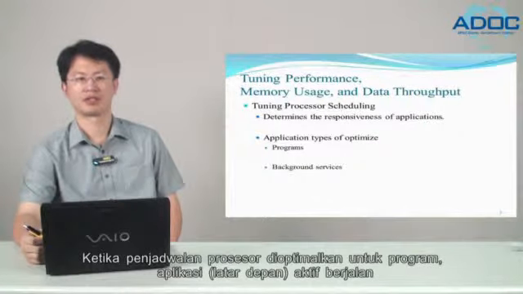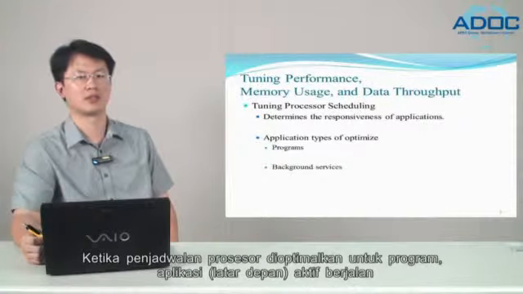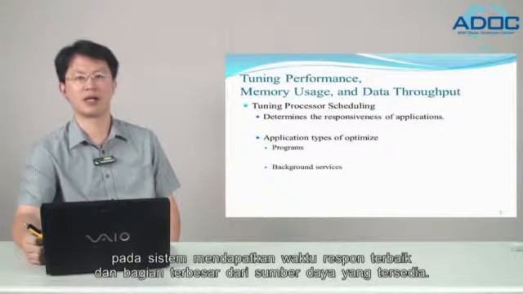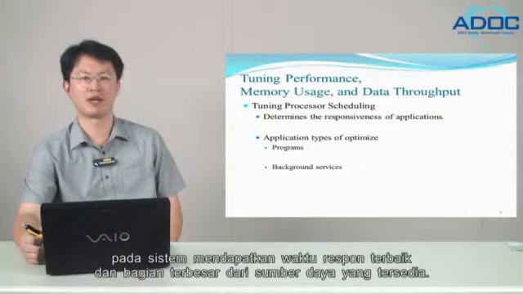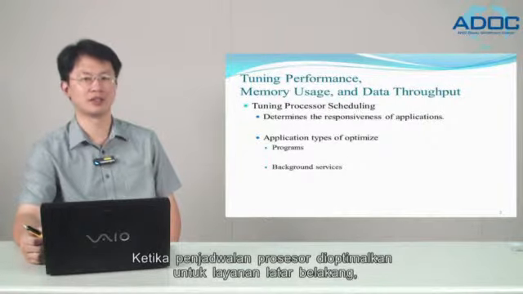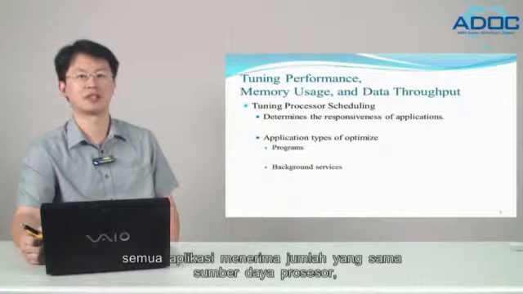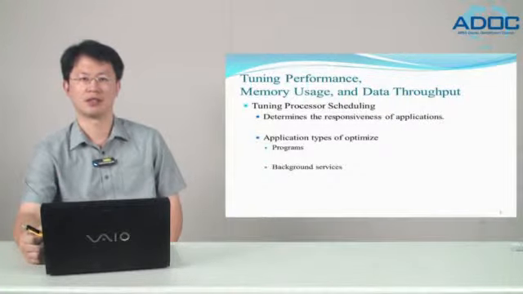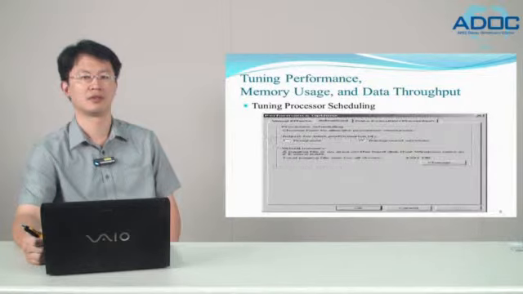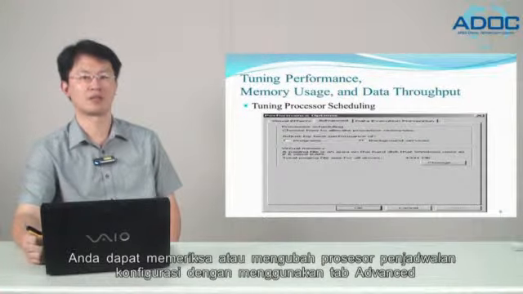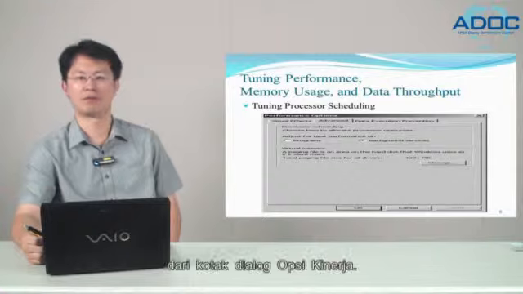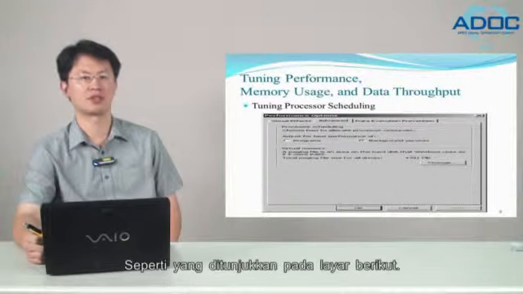Programs. When processor scheduling is optimized for programs, the active foreground applications running on the system get the best response time and the greatest share of available resources. When processor scheduling is optimized for background services, all applications receive equal amounts of processor resources, and the active application doesn't get the best response time. And you can check or change processor scheduling configurations by using the Advanced tab of the Performance Options dialog box, as shown in the following screen.